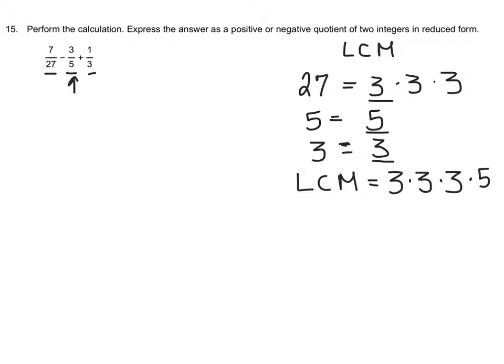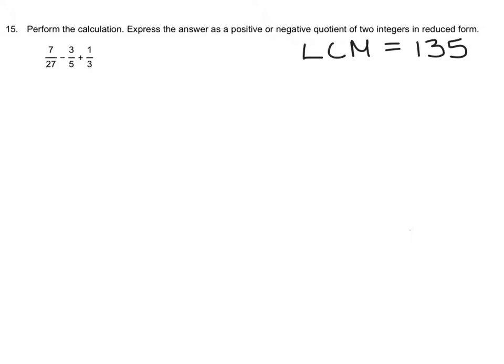And then if I look at 3, I already took care of the 3's, so I don't need to write down any more 3's, since I know the greatest number of times that it occurs is 3 times. So the LCM is 3 times 3 times 3 times 5. And when we do that multiplication, we get 135. So the LCM is 135. Now that I know that the LCM is 135, I'm going to rewrite each fraction having a denominator of 135.